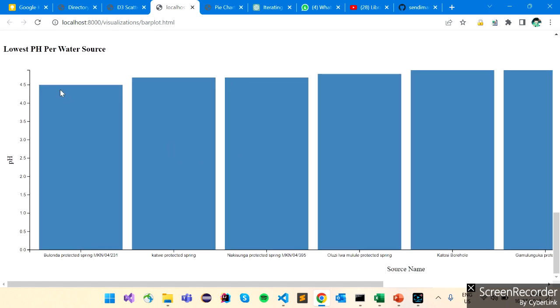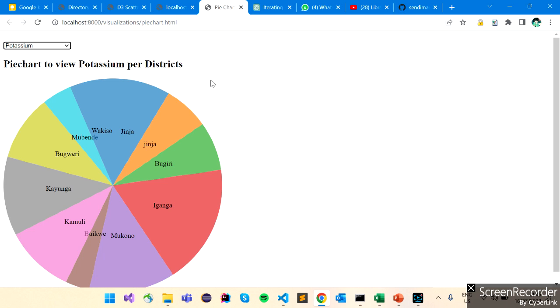Then still on the pH, but reshuffling and ordering in ascending order, we have the water source with the lowest pH, or the most alkaline water, as Bulonda Protected Spring. It has a pH level of 4.7. The average pH level is 7, and anything below is alkaline, and anything above is acidic. So we can see that the water of these sources needs to be neutralized. And then, on to my next visualization.